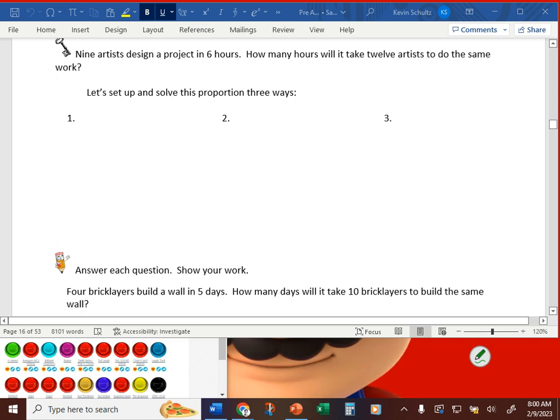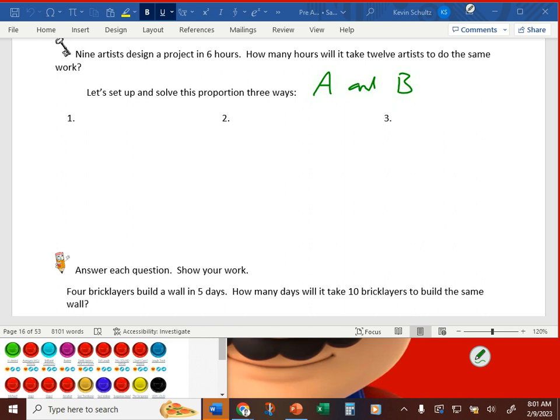So we used the units of A and B, and it doesn't matter what A and B are, right? In our sample question, it's artists and hours. In the first one here, it's bricklayers and days, right? It doesn't matter what those units are, just you've got 2 things. And one way we could set this up was more of A over, did I do more of B? Yeah. No, okay, I'll just keep things consistent here. More of B equals less of A over less of B.